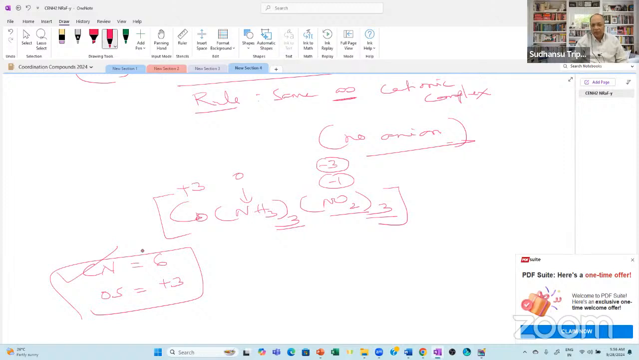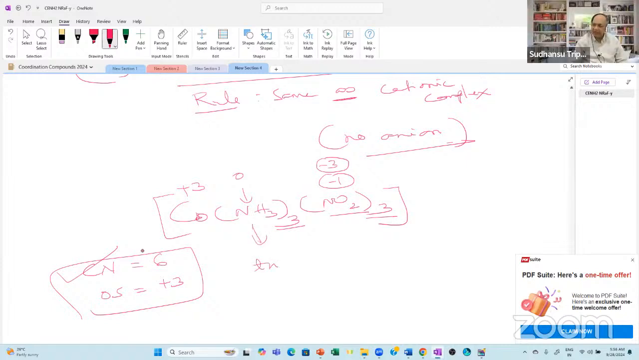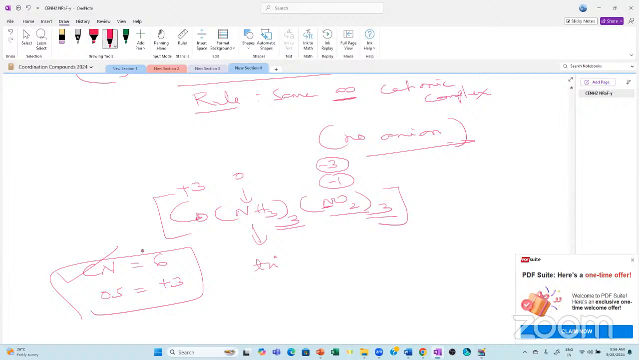And how to name? Who can name? Triamine nitrito-O cobalt. Oh, are you kidding me? How can it be nitrito-O? When you write ONO, it is nitrito-O. When you write NO2, it is nitrito-N. Understand? So it will be triamine, nitrito-N.